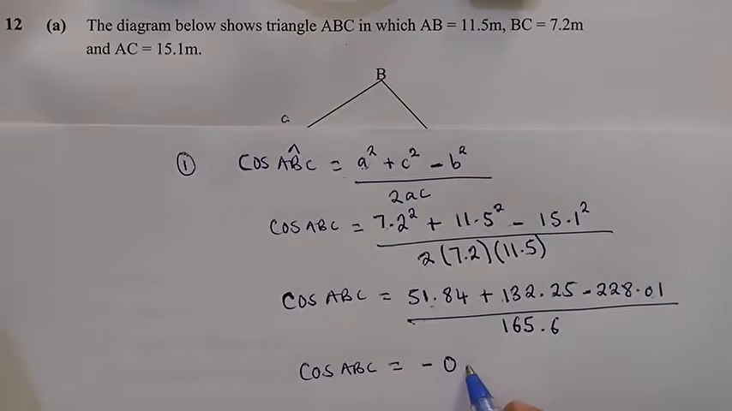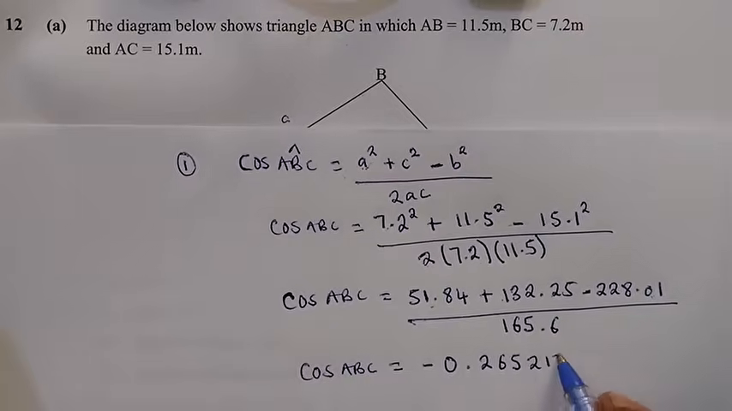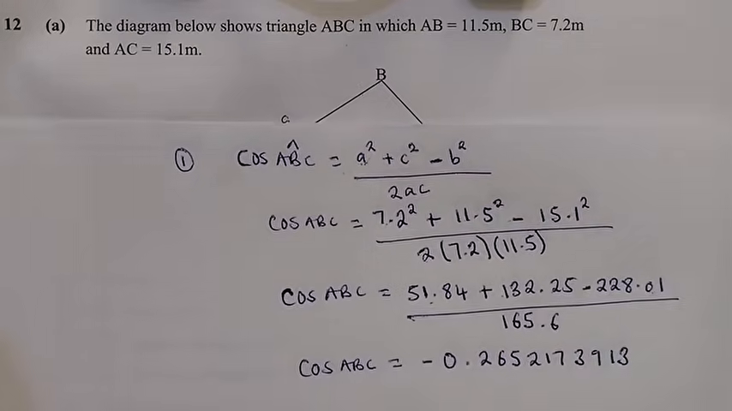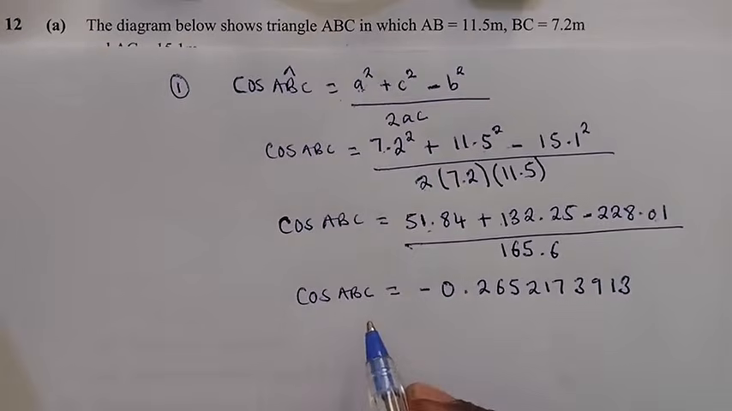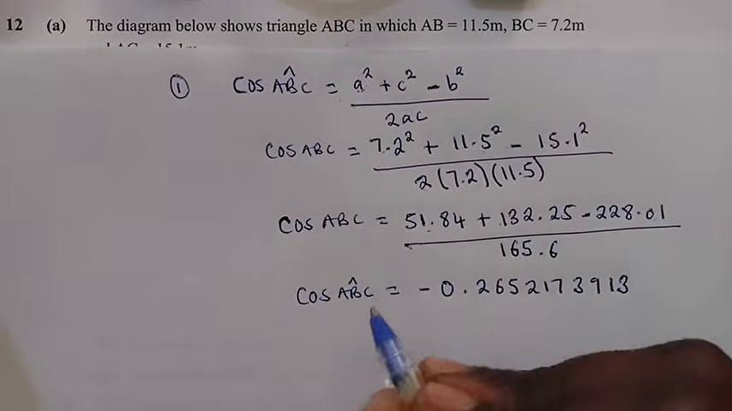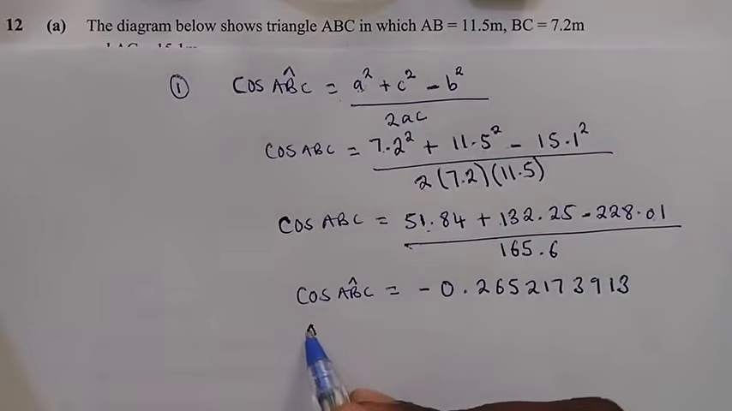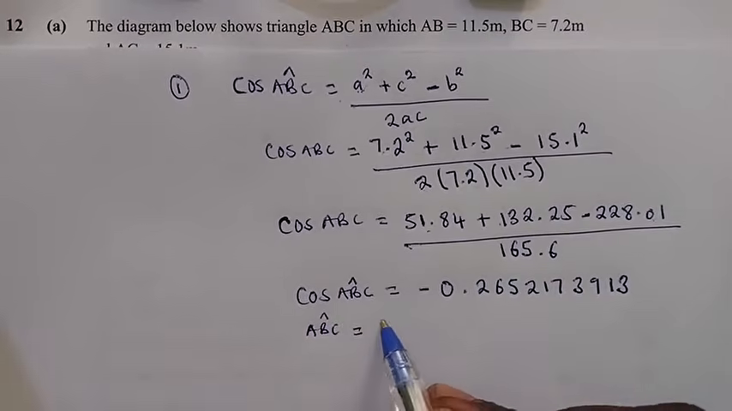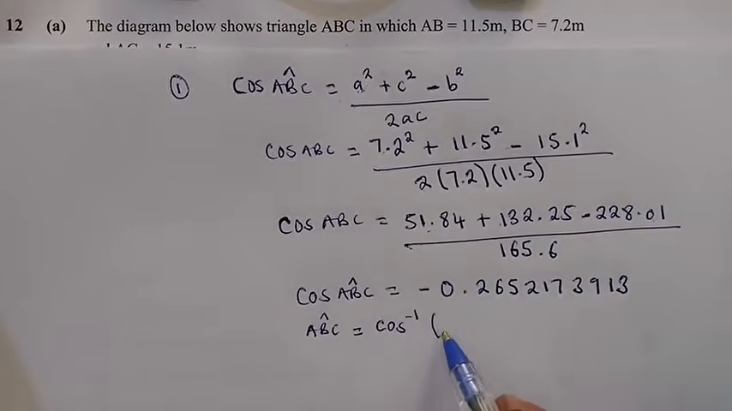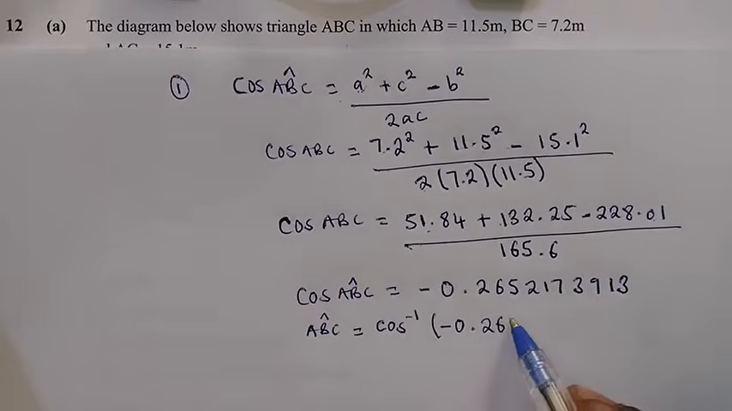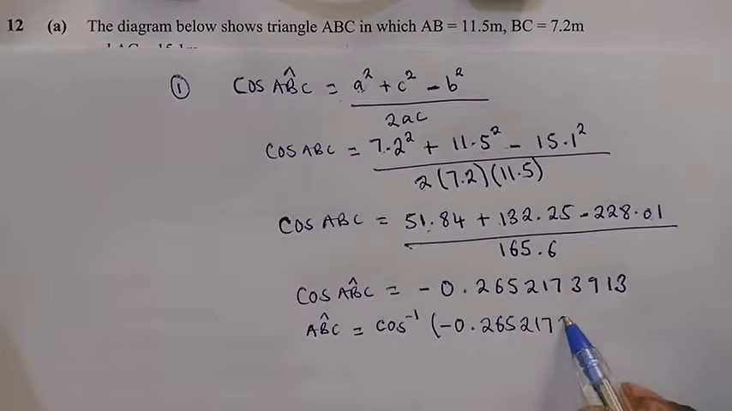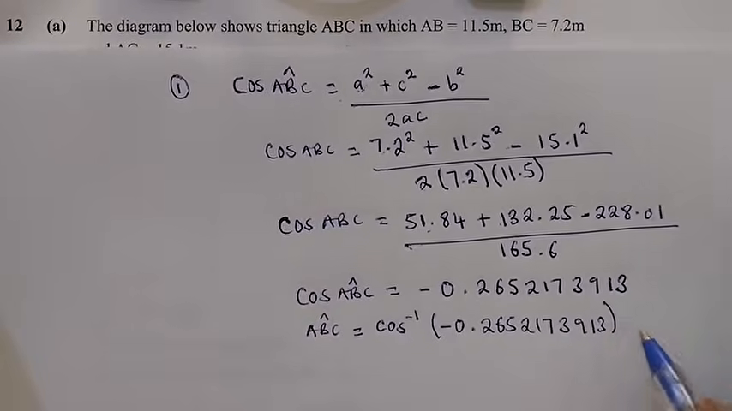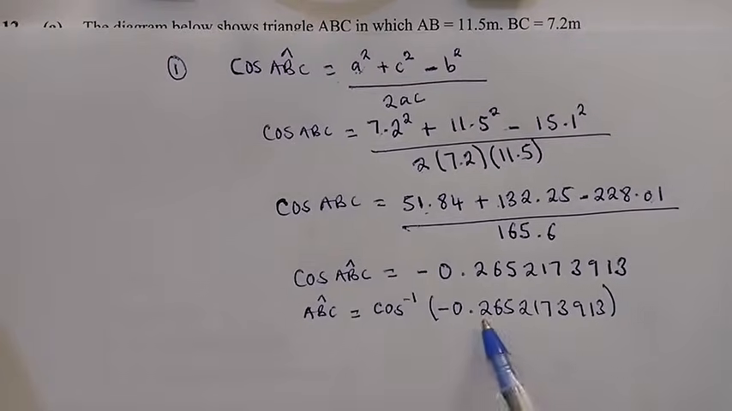This is what you are going to get: something like negative 0.2652173913. From here, our interest is to find the angle at B, so we need to get rid of this cos. Therefore, angle ABC is equal to cos inverse of negative 0.2652173913. You need to punch on your calculator to find the cos inverse of this.